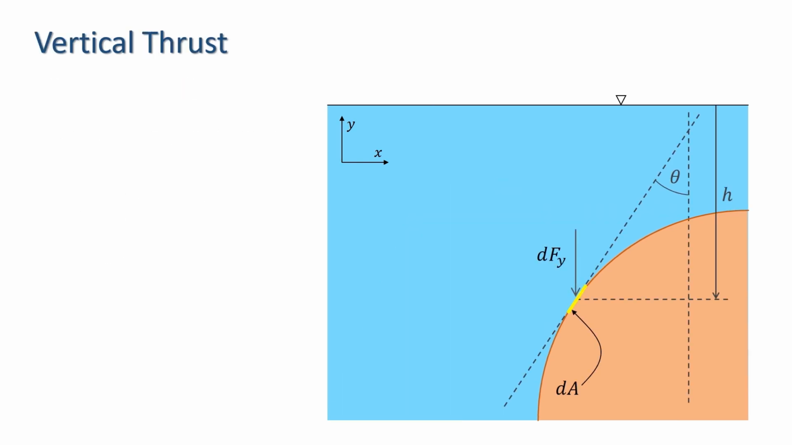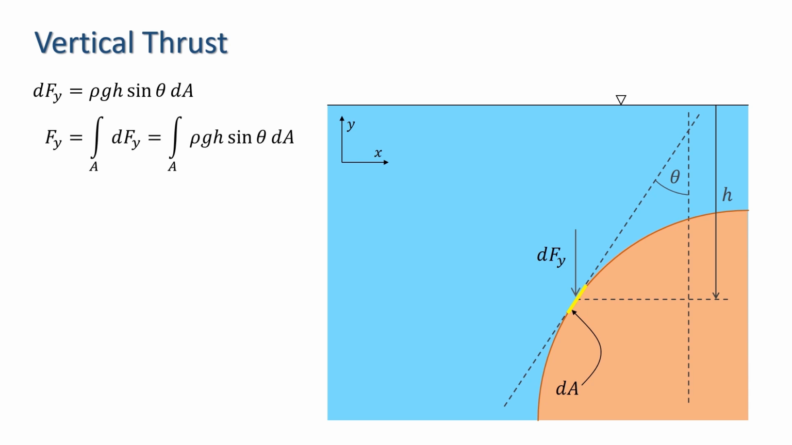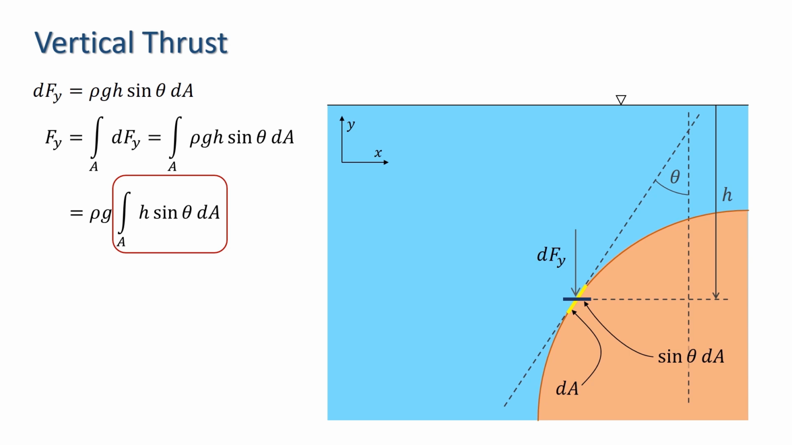Let's look now at the vertical thrust. We established earlier that a thrust of ρgh sin θ dA is exerted on our elemental area dA. Integrating this over the curved surface, we get ρg times the integral over A of h sin θ dA. Looking at this integral, we have the projection of dA onto a horizontal elemental area, sin θ dA, and the integral is simply the volume of fluid contained in the prism of fluid above the curved surface.